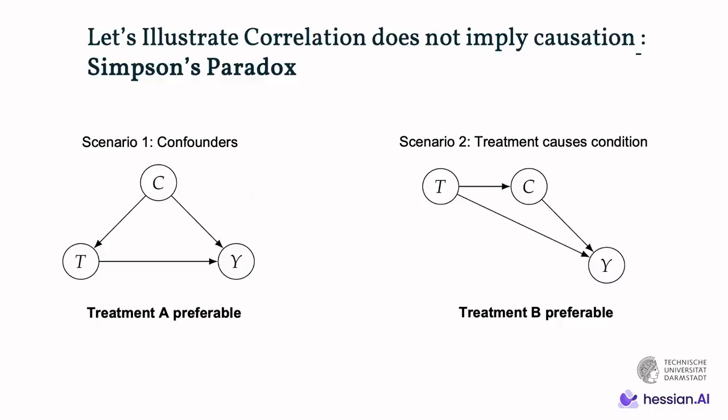So these are the two scenarios in which you can answer Simpson's paradox. The first one is where treatment A is preferable, right? So this is the time. When you're going for the treatment, this is some confounder, this is the condition, and this is the treatment, right?